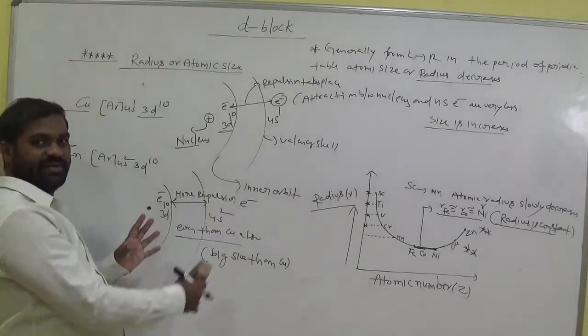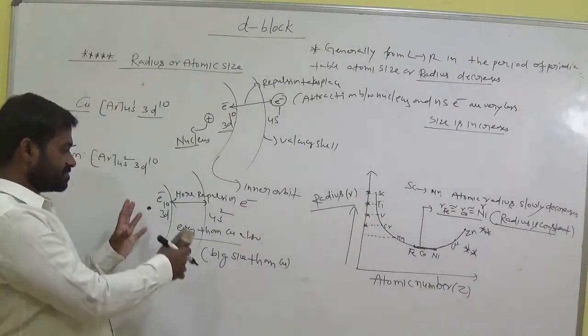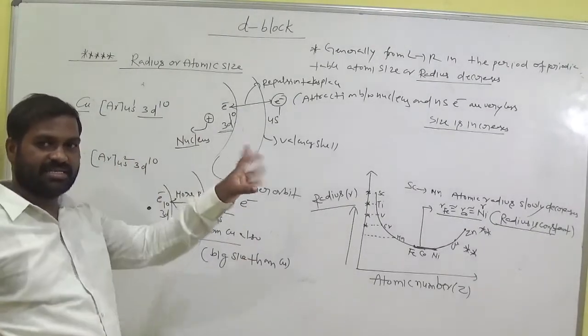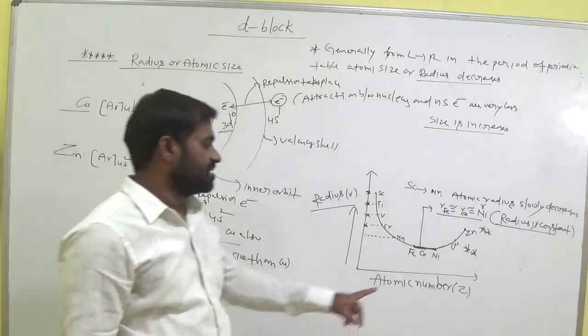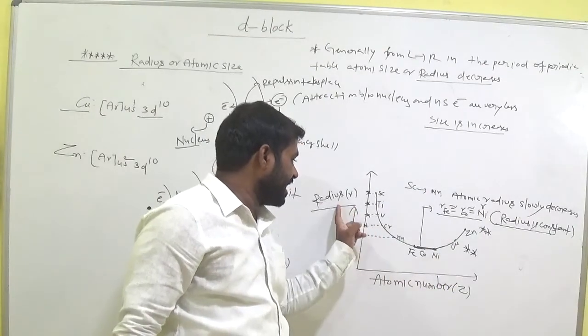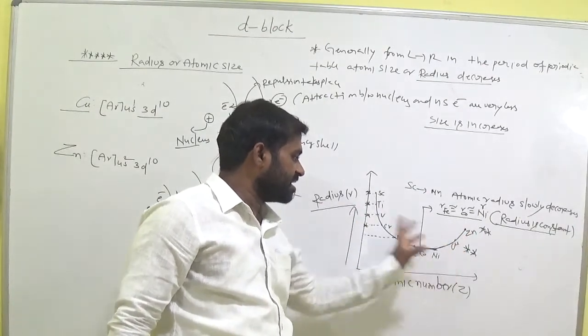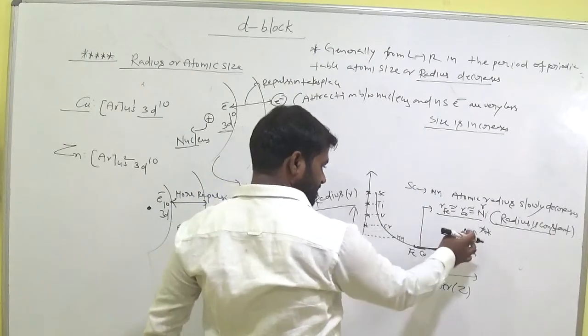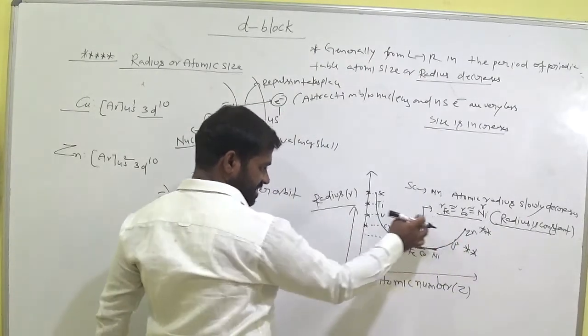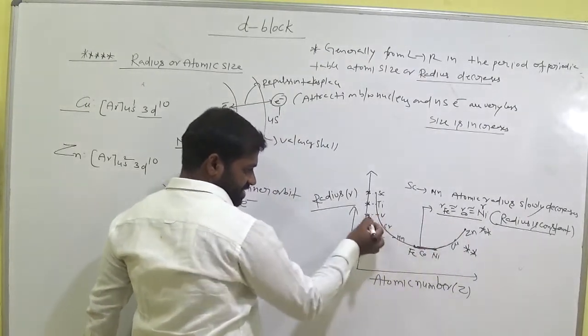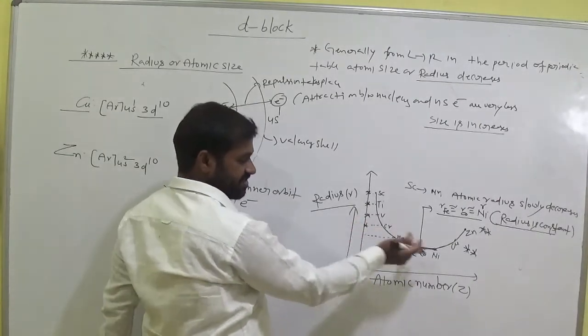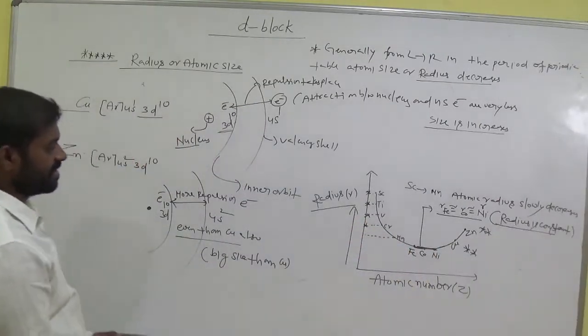So the repulsions are very more in copper. That means it has more size than zinc. Okay. So that's why the atomic radius of zinc is more than copper. So compare these values. Zinc is here, copper is here. Draw the line. This value is at a higher radius when comparing with copper. Okay.